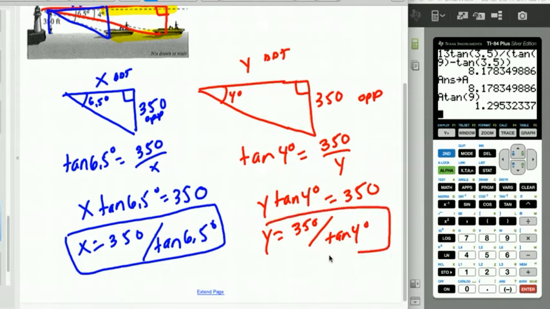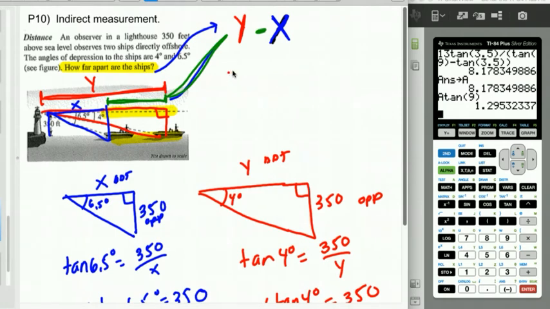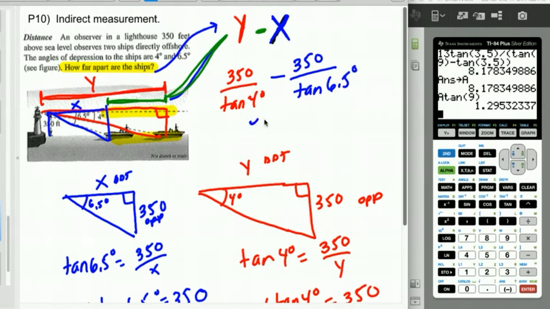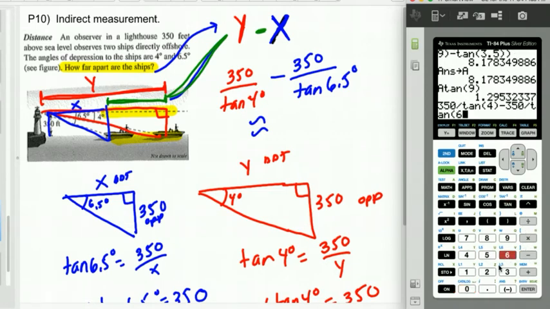I'm going to argue that I just need to subtract these two values. So when I go up to find my answer, this is 350 divided by the tangent of 4 degrees minus 350 divided by the tangent of 6.5 degrees, right? So my answer is just that value. If you wanted to find the x and the y ahead of time, you certainly could, but I don't know that there's a huge incentive to do so. The goal here is just to find the answer, and I already know the relationship I need to find that answer. So it's the tangent of 6.5, and enter.